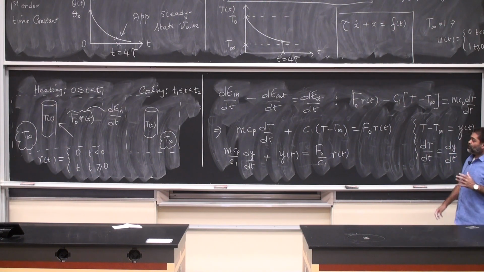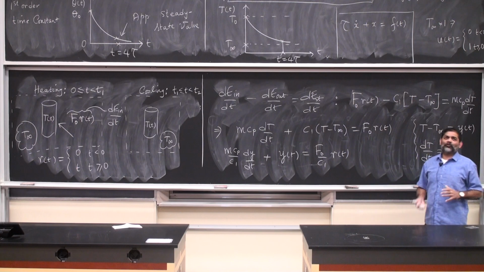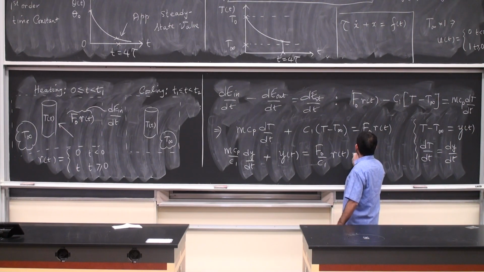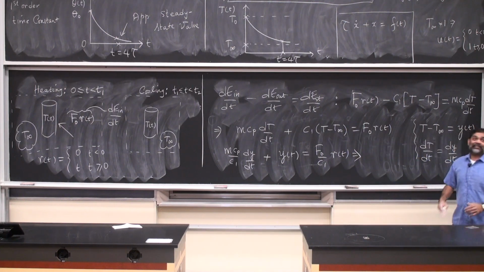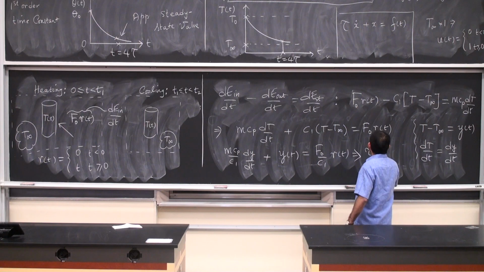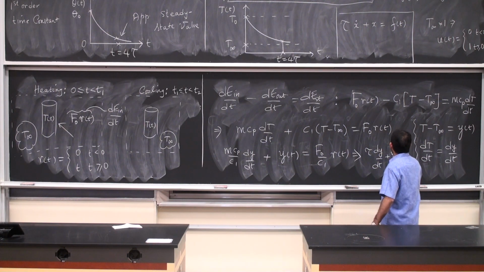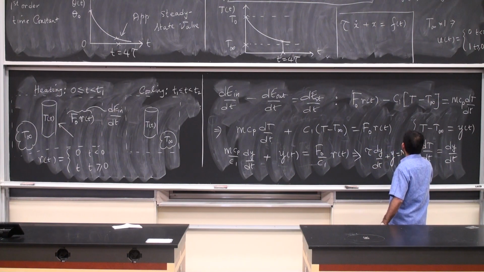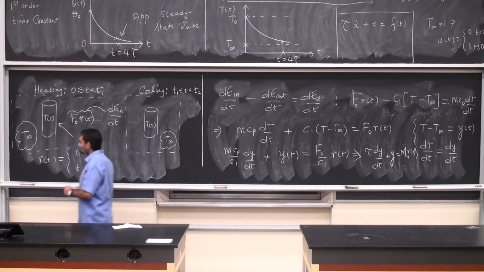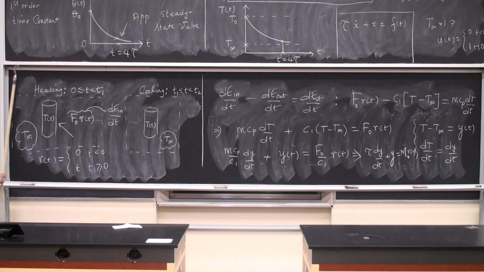Then I have this F naught by C1. I could call it by some other name. I'm going to call it M naught. So this system equation essentially boils down to a standard first order system, which is tau times y dot plus y is equal to some M naught times R of t. I'm going to rewrite this once again in the next panel. So with your permission, I'm going to pull this thing down in a minute, less than a minute.